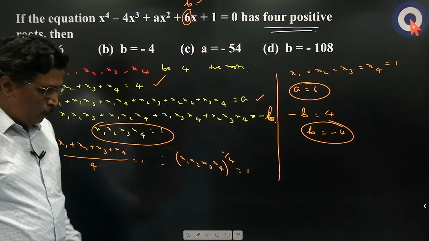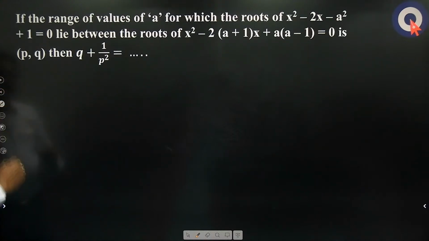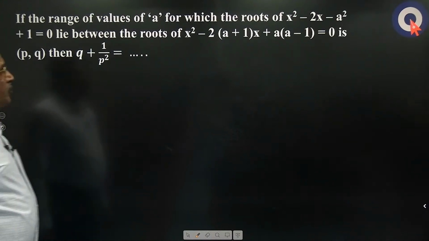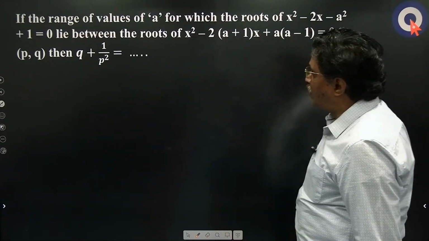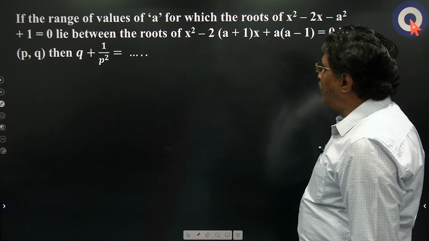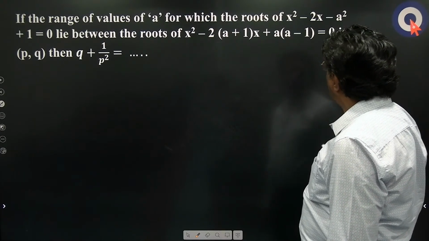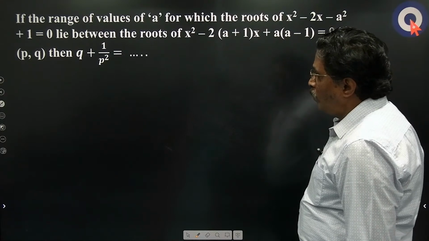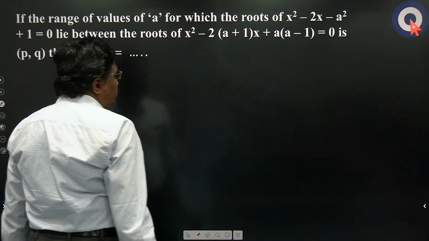Let us go to the next problem. If the range of values of A for which the roots of x square minus 2x minus a square plus 1 is equal to 0 lie between the roots of x square minus 2 into a plus 1 into x plus a into a minus 1 is equal to 0 is p comma q, then q plus 1 by p square.